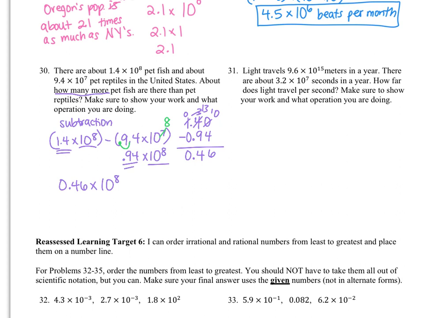I need to adjust. So now, since I'm moving it to the right, I'm making that number bigger, so I need to turn around and make this actually smaller. So it would be 4.6 times 10 to the 7th. So there's that many more pet fish than pet reptiles in the U.S.